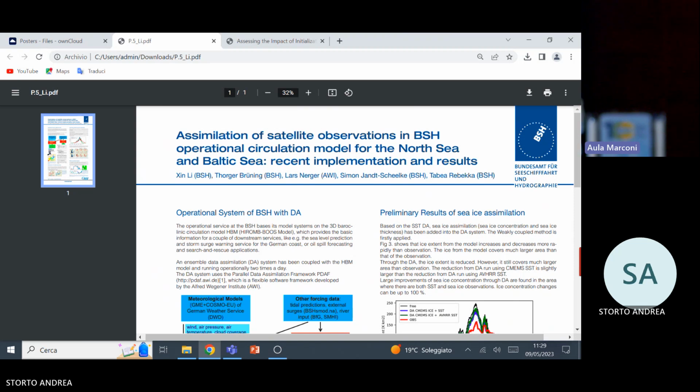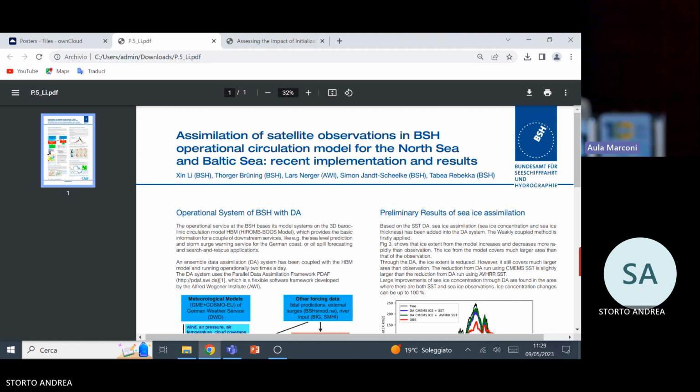And now we have different modules to simulate different observations. For example, we can simulate two different SST satellite products, and it already runs operationally every day on a daily basis. And we have a new data assimilation component to simulate the sea ice concentration and sea ice thickness. We plan to apply this new data assimilation component for the winter season this year.